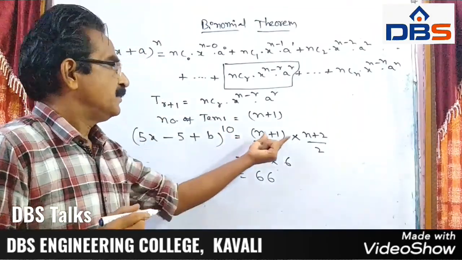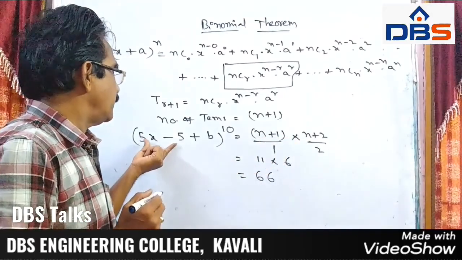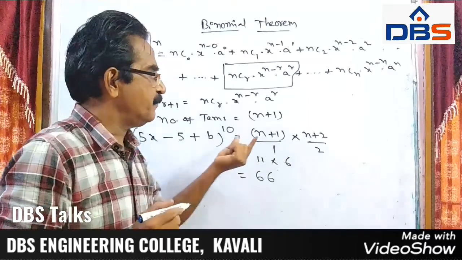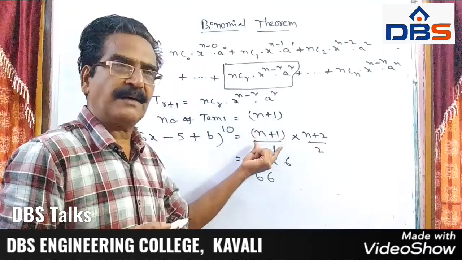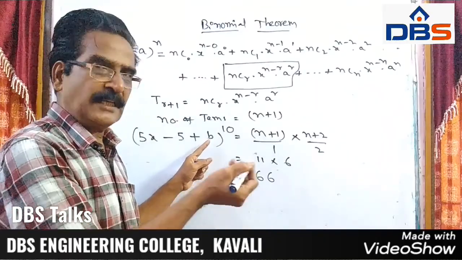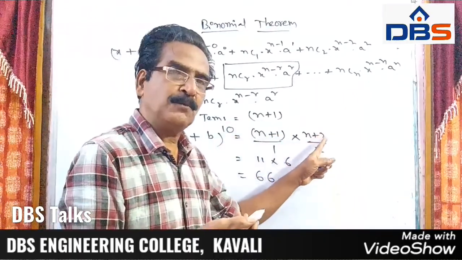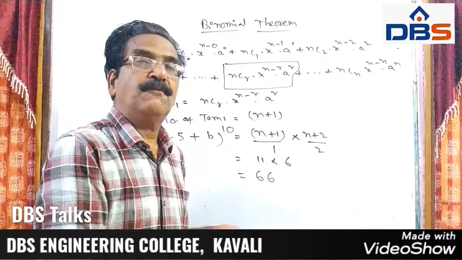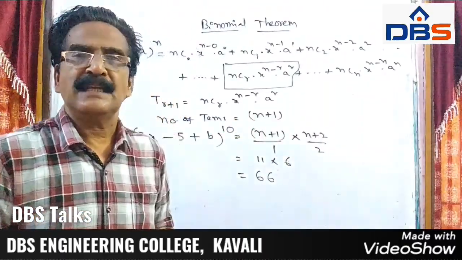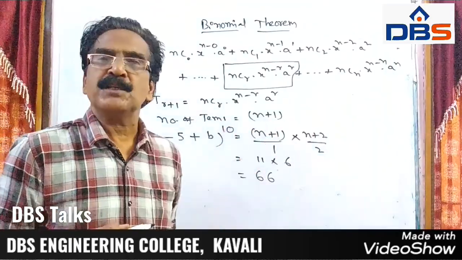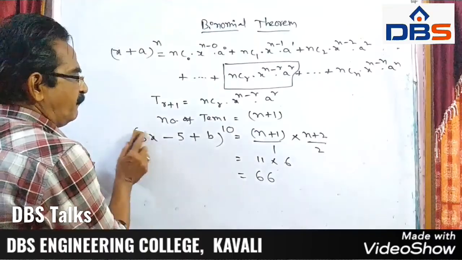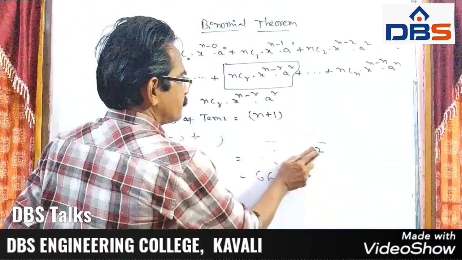So you got it, friends. If there are only 2 terms, the number of terms is n plus 1 or n plus 1 by 1. If there is an extra term, a third term, then n plus 2 by 2. If a fourth term is there, then n plus 3 by 3. In that way you will get the number of terms. I shall consider one more example for you, friends.